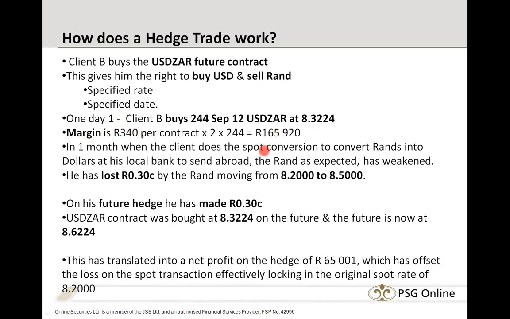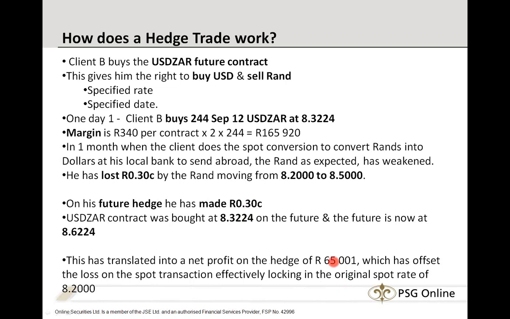Okay. So in month one, he decides, oh, the market has gone against him as expected. It has weakened. So he loses 30 cents on his exposure offshore. But on the other hand, okay, his future has made 30 cents. So what he loses on the one side, he makes up on the other side. So basically he breaks even. That's what we call a hedge. Okay. So he buys back 832 to close out the differences, and that's how we translate into a profit of 65,000 Rand.